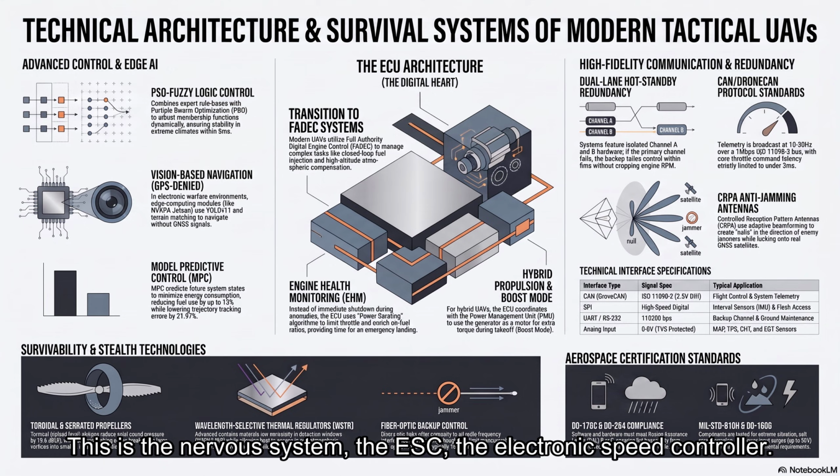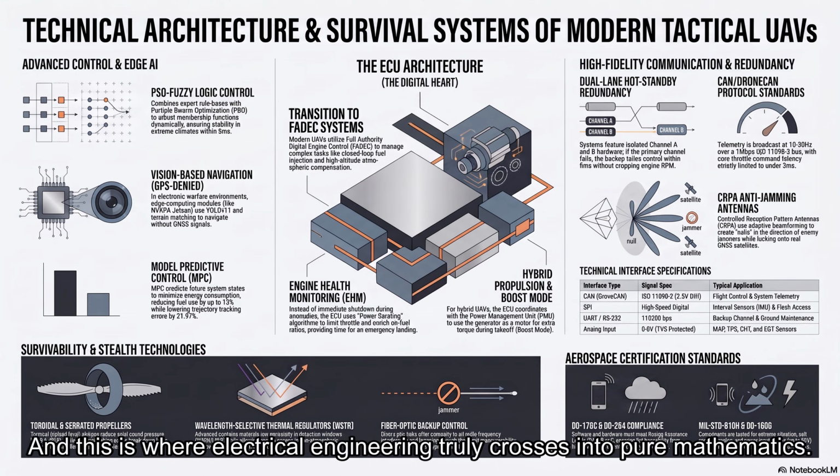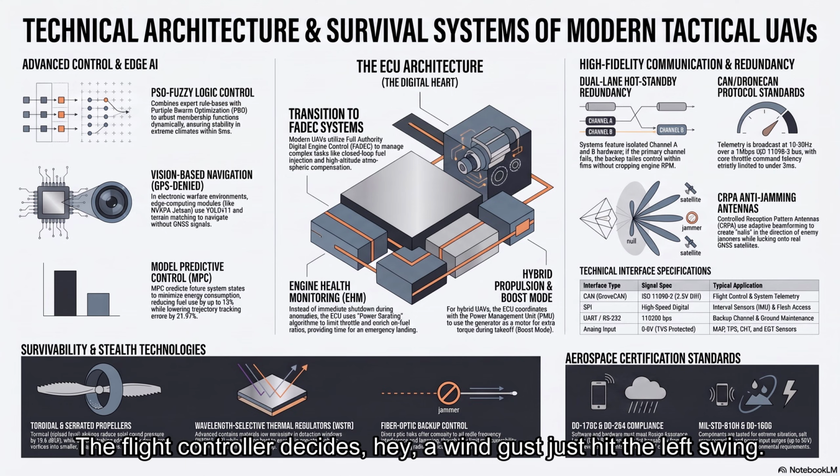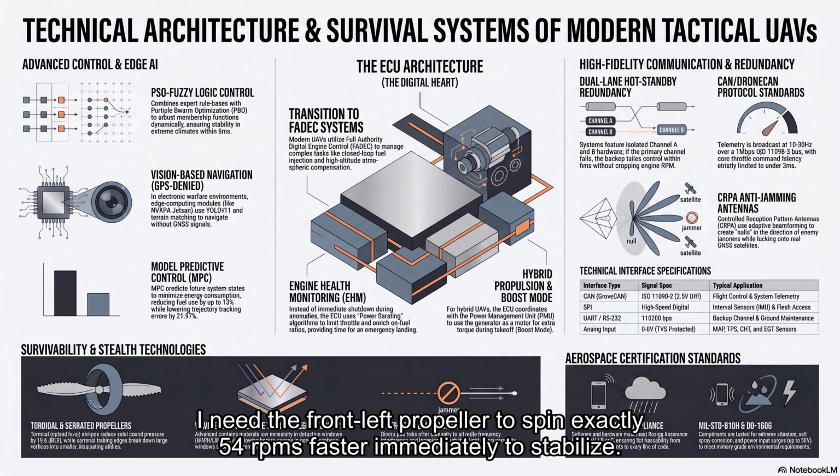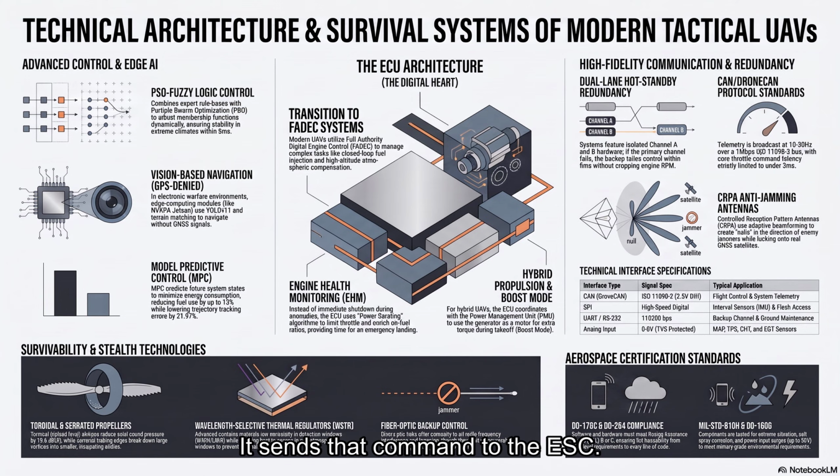This is the nervous system, the ESC, the electronic speed controller. And this is where electrical engineering truly crosses into pure mathematics. The flight controller decides, hey, a wind gust just hit the left wing. I need the front left propeller to spin exactly 54 RPMs faster immediately to stabilize. It sends that command to the ESC. But an electric motor is not a simple light switch.